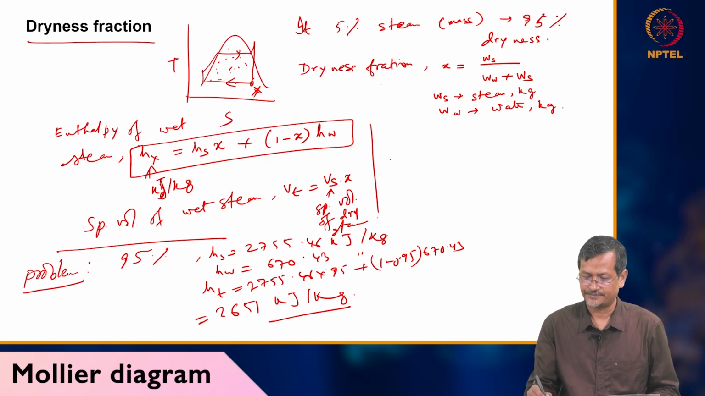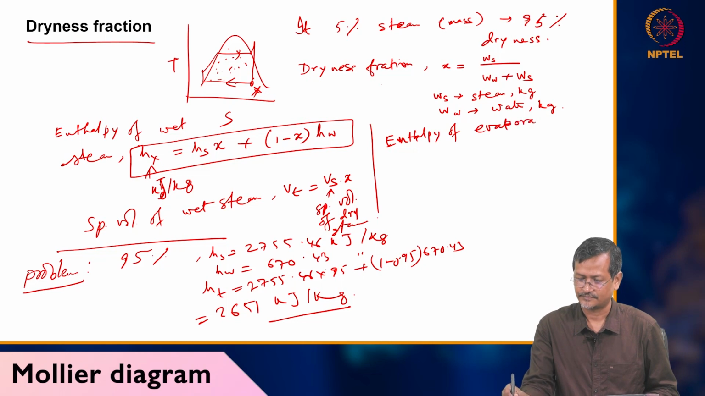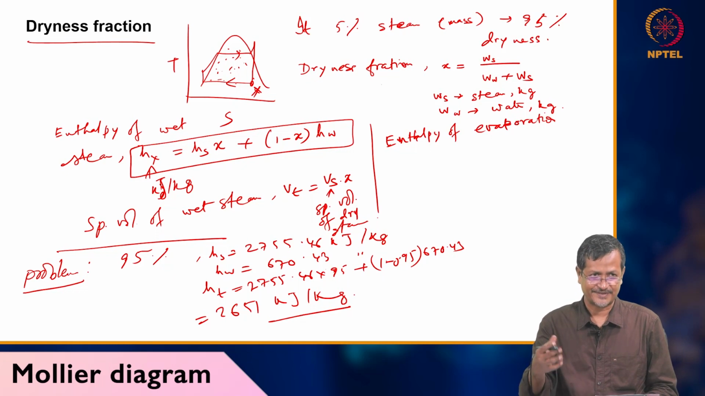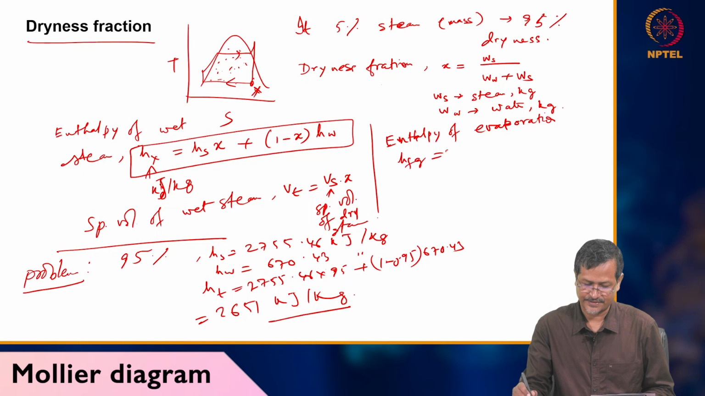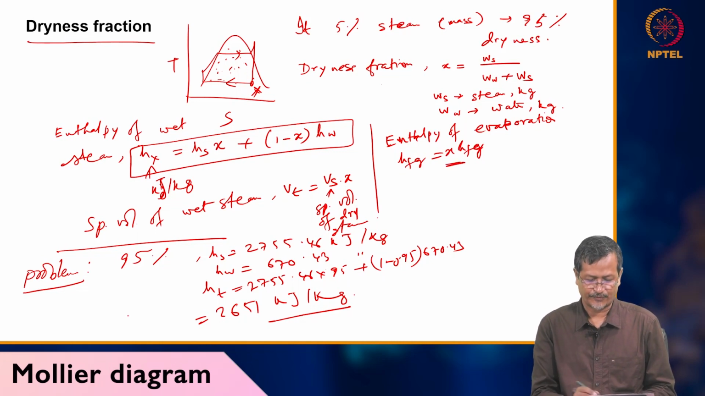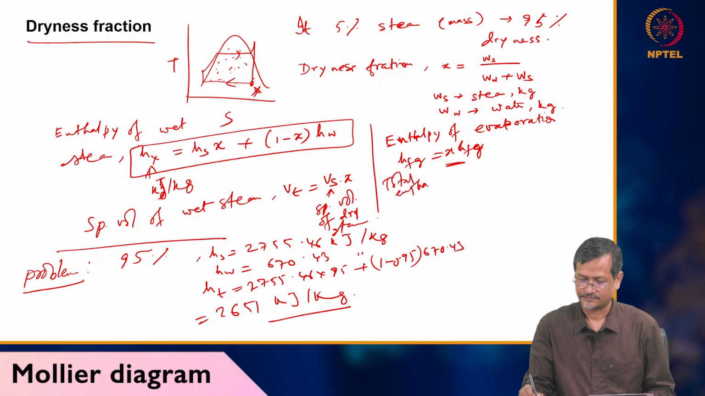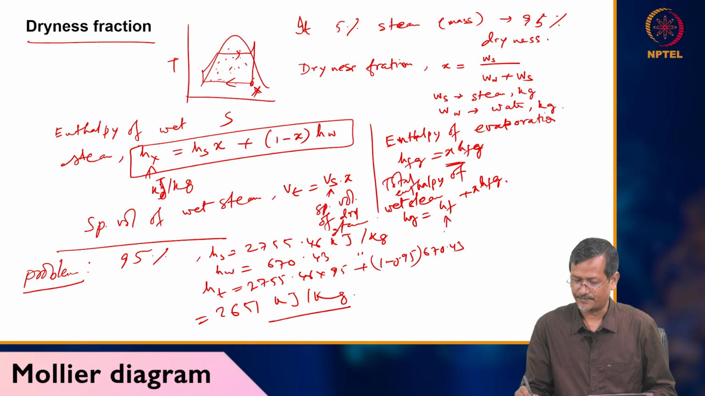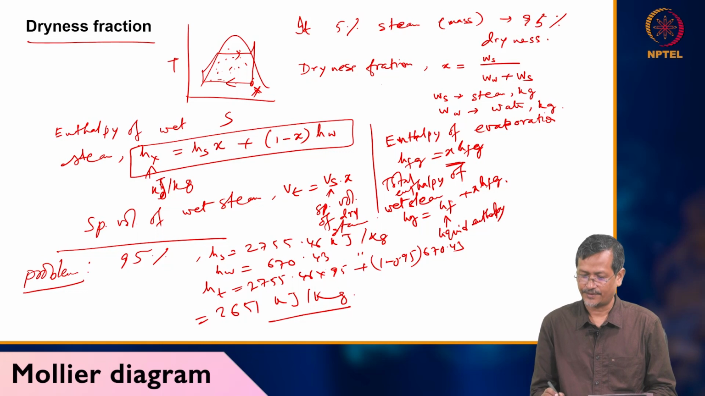So the actual enthalpy of evaporation: because a certain amount of liquid is still there, it will be evaporating. So how much energy will be required? That you have to calculate. That is actually the latent heat. So hfg actual equals x hfg. hfg is given, then based on how much liquid is there, you can calculate. Total enthalpy of wet steam, hg equals hf plus x hfg. Hf is the liquid or water enthalpy. Sometimes it is written hs, sometimes hw, sometimes hf, but they are actually the same.